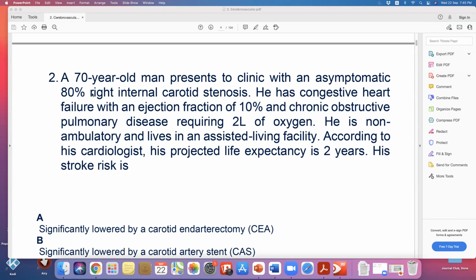For this patient, what do you think, treated or not? Not treated, correct. Not surgically treated, not stented, just medical treatment, because life expectancy is 2 years.